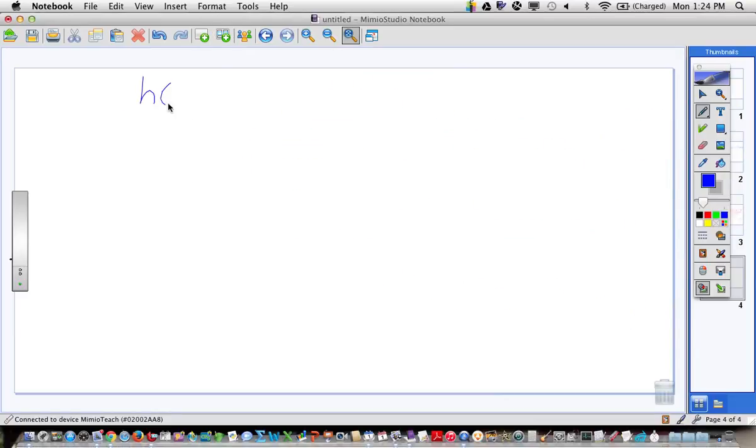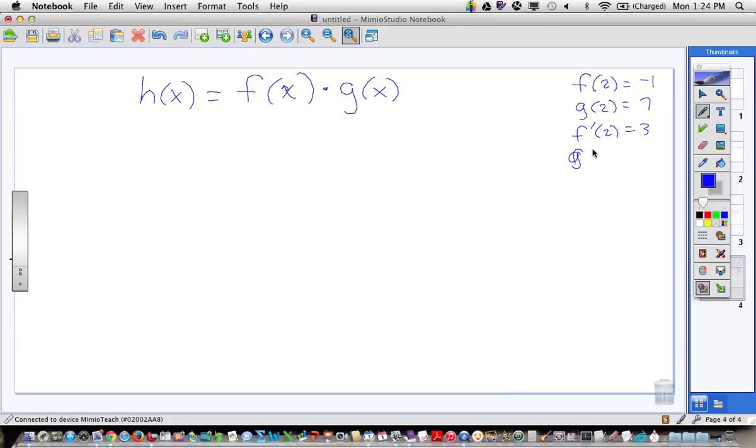Okay, here's another one that I want to do, because this is what you're going to see on the homework. You're going to be given a function h of x, so write this down. You're going to be given this, and then in the directions, I think in this particular problem, they actually give you a table of these values. But I'm just going to write some of them down here. They give you f of 2 is -1, and g of 2 is 7, and f prime of 2 is 3, and g prime of 2 is -2, or something like that.